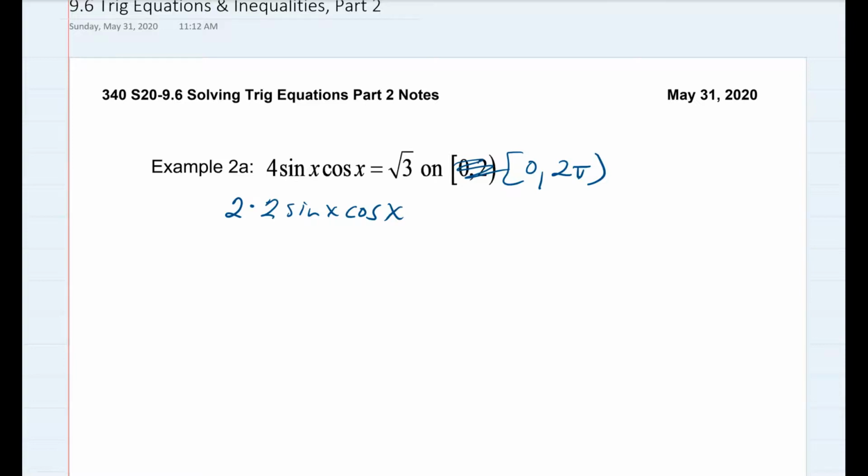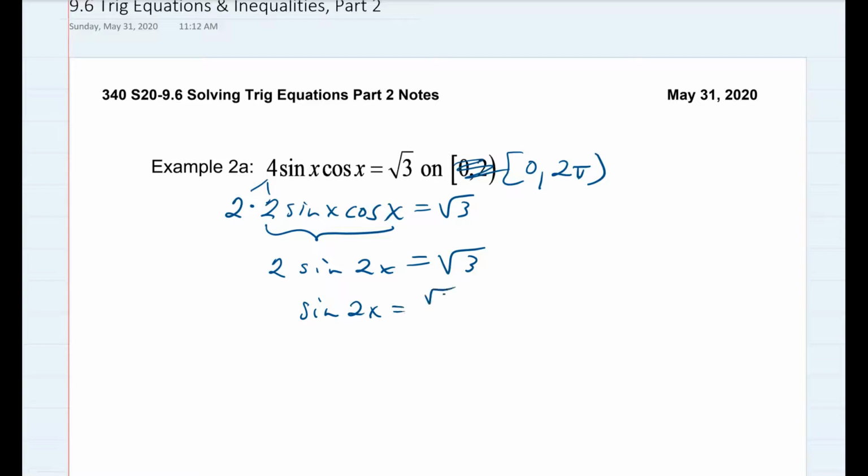And I'm going to multiply that by 2. The reason I've broken the 4 apart into 2 factors is because we know that 2 sine of x cosine of x is sine of 2x. So we're going to get 2 sine of 2x over here. And of course this is still equal to square root of 3. And then we'll get sine of 2x is equal to square root of 3 over 2 after we divide.